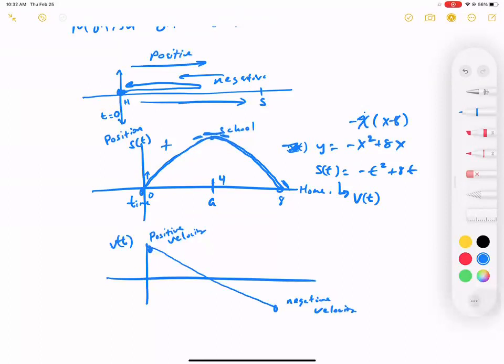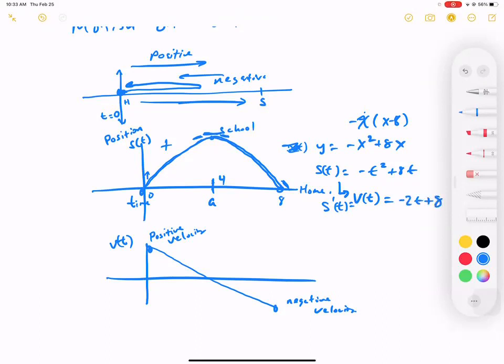When you're driving a car, you could be at the mall, and how fast does it take you to get from the mall to your house? That's a change of position. We call that velocity. So we just take the derivative. So s prime of t is the same as velocity for us. Let's take the derivative of this. We end up with negative 2t plus 8.